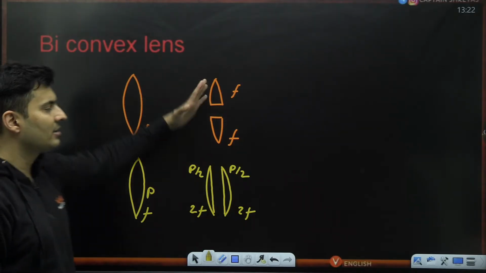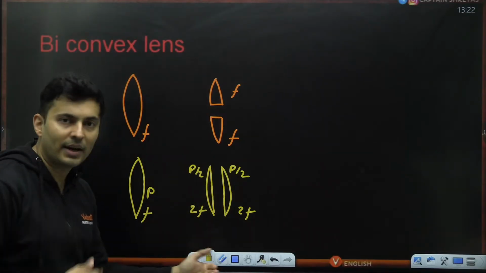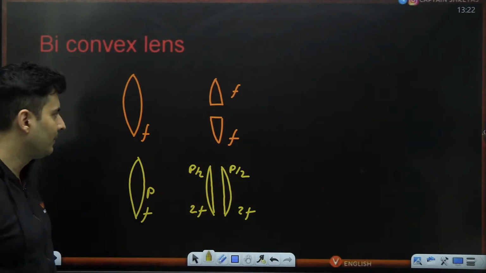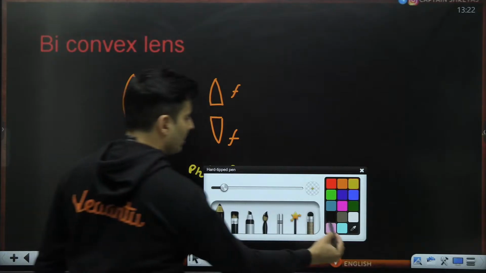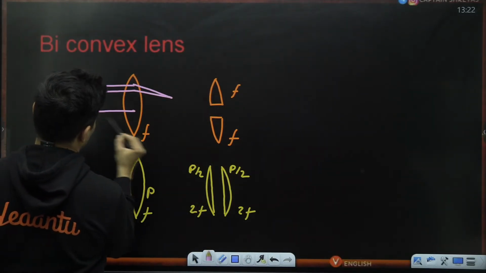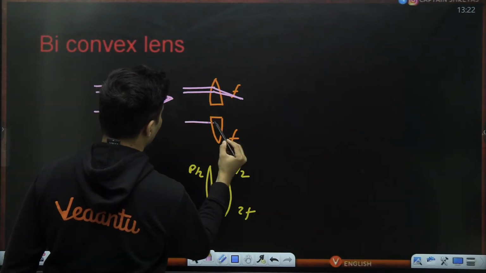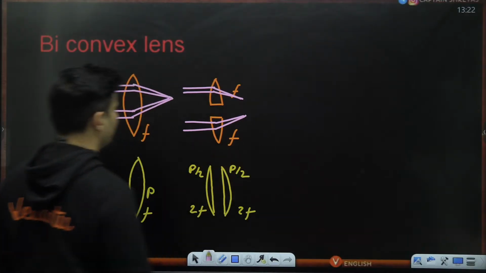So when you break it like this, no change. But when you cut it like this, obviously the powers will get divided. So focal length will double. Here there is no change because it doesn't matter, guys. If you take the rays coming from the top and the rays coming from below, they would be meeting here. Still, the rays will meet over here only. There will be no difference at all.